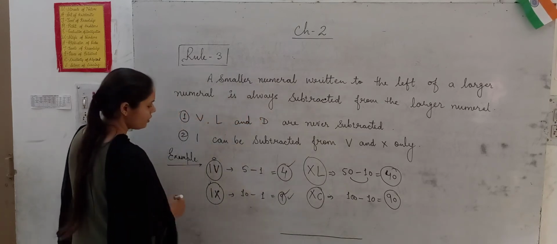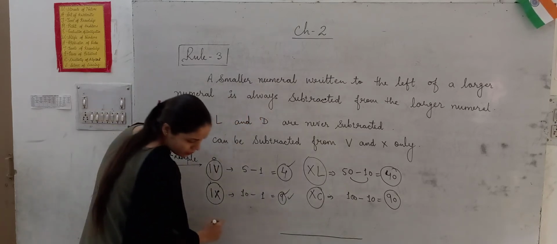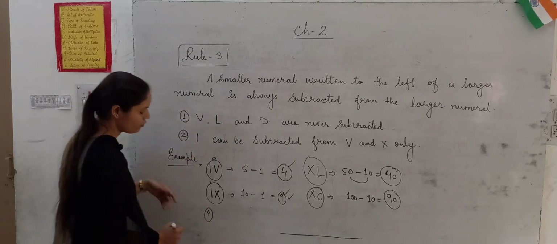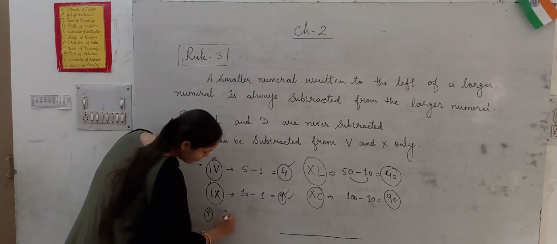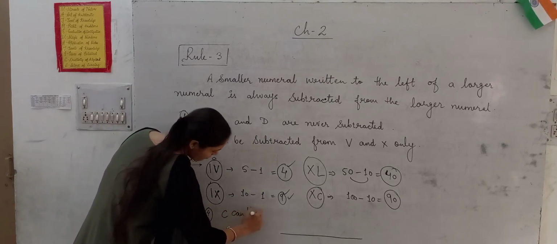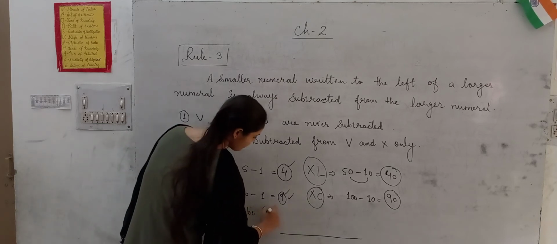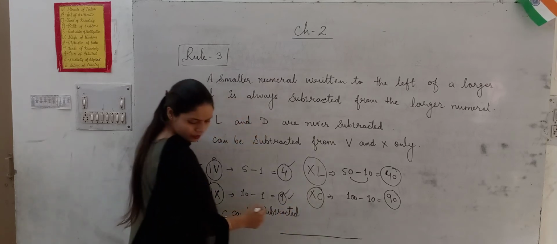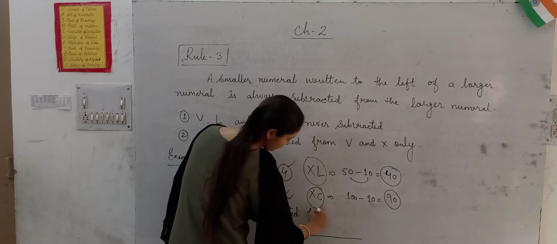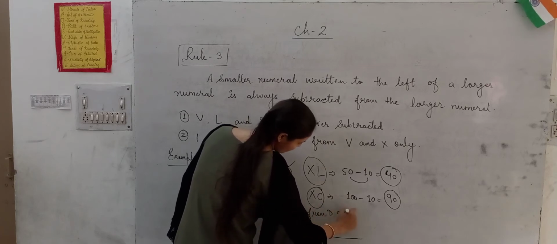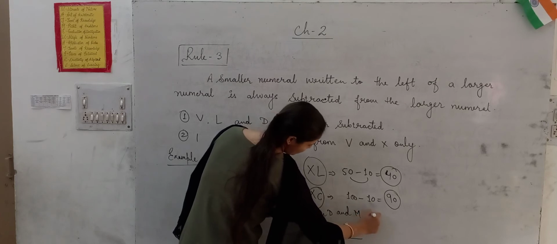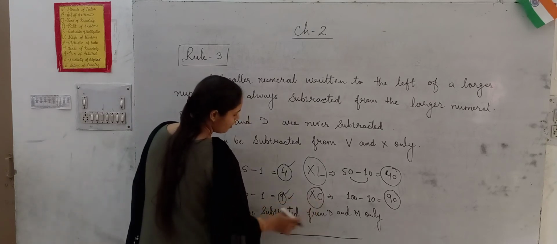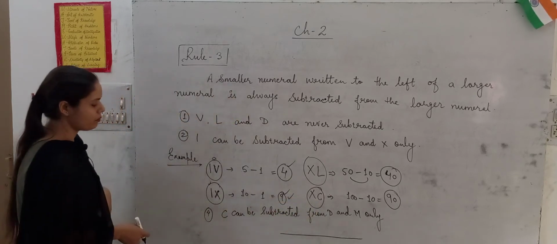There is one more point given right here. Point number 4: C can be subtracted from D and M only. This C is only subtracted from D and M.